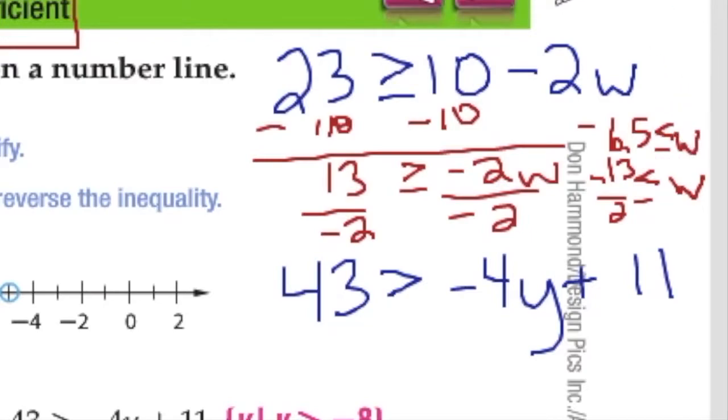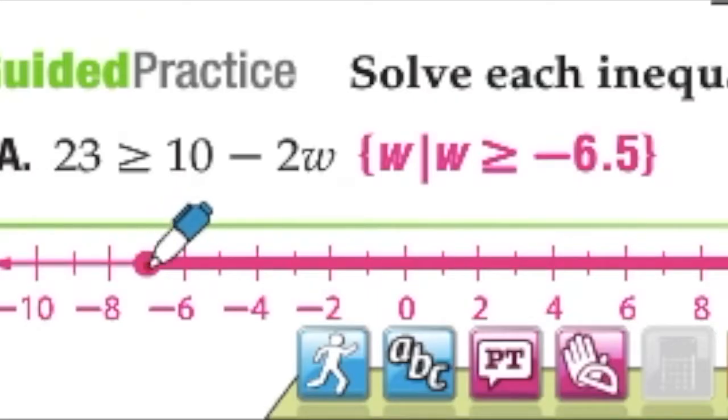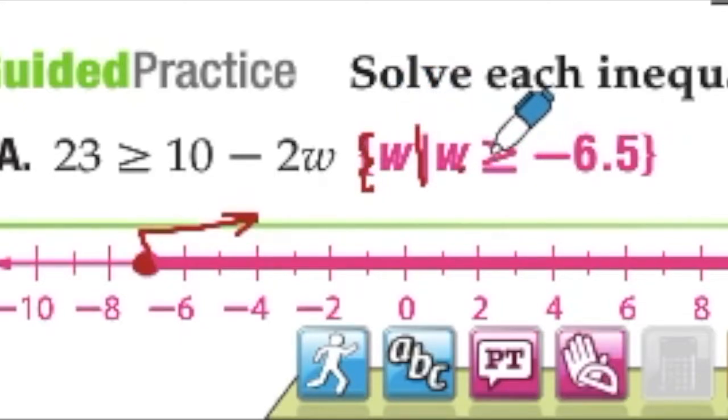Or, in my case, I like to have the variable on the left. W is greater than or equal to negative 6.5. Notice that that's a closed circle at negative 6.5, and we're going in the direction greater than to the right. The solution set embraces W such that W is greater than or equal to negative 6.5.